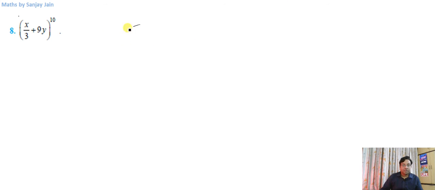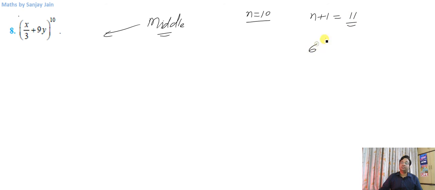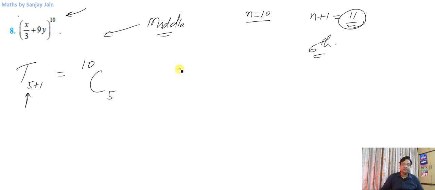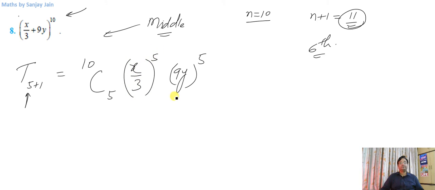I am supposed to find the middle term of this expansion also. Middle term, right? Now n is 10 in this case, so the number of terms will be 11. So I know that the sixth term will be the middle term. Why? Because when I have 11 terms, I can count that it will be the sixth term, that will be the middle term. So t5 plus 1 is what I need to calculate. So r is going to be 5, n I know is 10. So 10c5, 9y will be raised to 5, and x by 3 will be raised to what? 5, right? That is 10 minus 5.